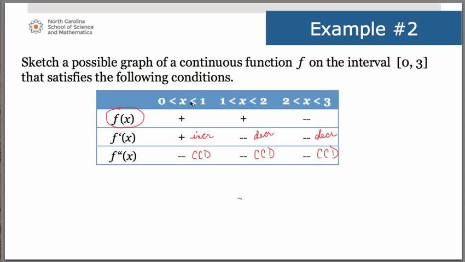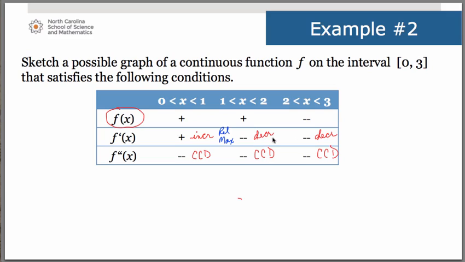We know that in between 0 and 1, the function has to look like it's increasing but concave down. So try to envision in your head what that might look like. And then once we get to 1, it's going to switch to decreasing, but it's still concave down. Now think about what might be happening at 1. We have the function changing from increasing to decreasing. So at 1, we're going to have a relative max, because it's at 1 that the original function changes from increasing to decreasing.